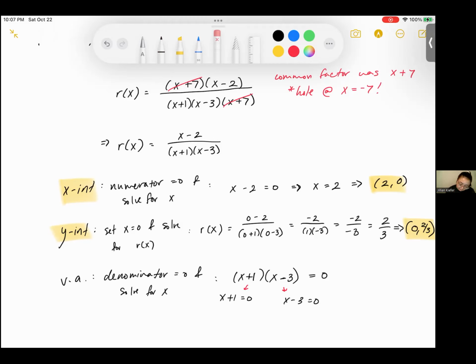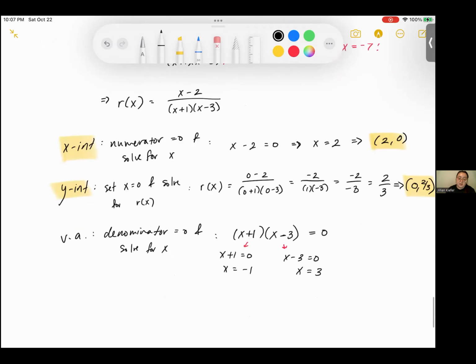My handwriting is getting progressively worse here. So we got x equals negative 1. And add 3 to both sides on the right to get that x is equal to 3. So for your vertical asymptote, you would just name both: x equals negative 1 and x equals 3. You would typically write it a little bit more like x equals negative 1 and then just comma 3. But either way, those would be your vertical asymptotes.